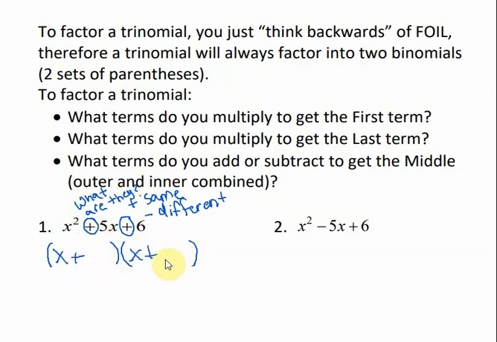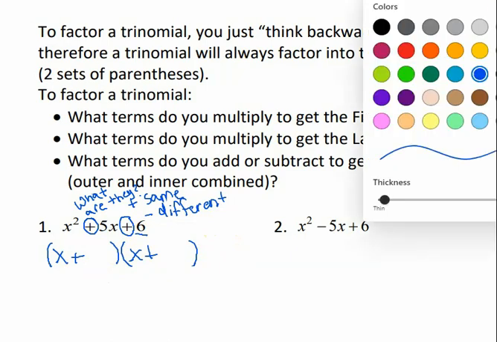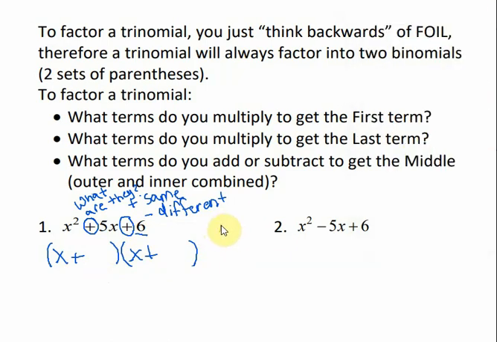Okay, and then to fill in my last 2 spots, I need to find what would multiply to give me 6. And then since my signs are the same, since I'm adding, what will add together to give me 5? Okay, so let's think about what the factors of 6 are. The factors of 6 would be 1 times 6 or 2 times 3. So which ones of these would add together to give me 5? 2 and 3.